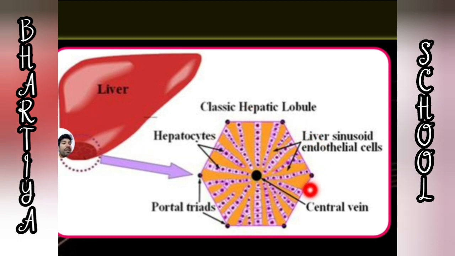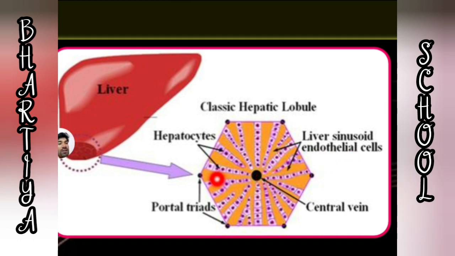and this is the structure of a single lobule. In the lobule, we can see these cells, which are called hepatocyte cells. These are arranged in a radial fashion, and in the center, our central vein is present. Around this central vein, the hepatocyte cells arrange themselves in a radial fashion, and between these hepatocyte cells, a space is present, which is called the liver sinusoid endothelial cells space.